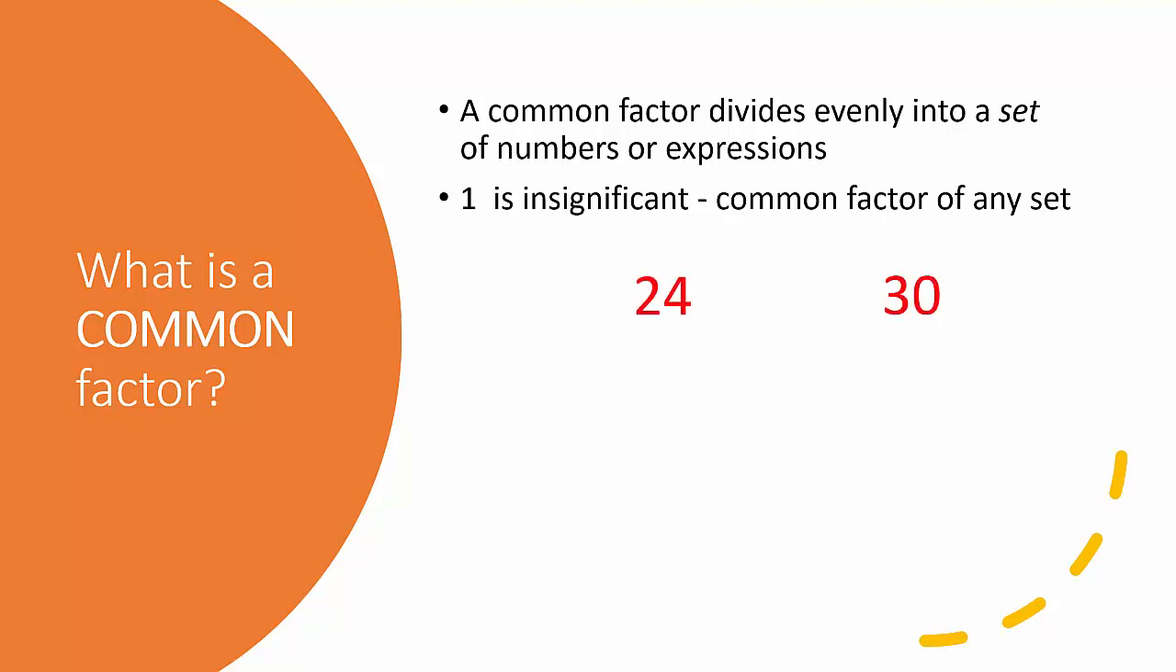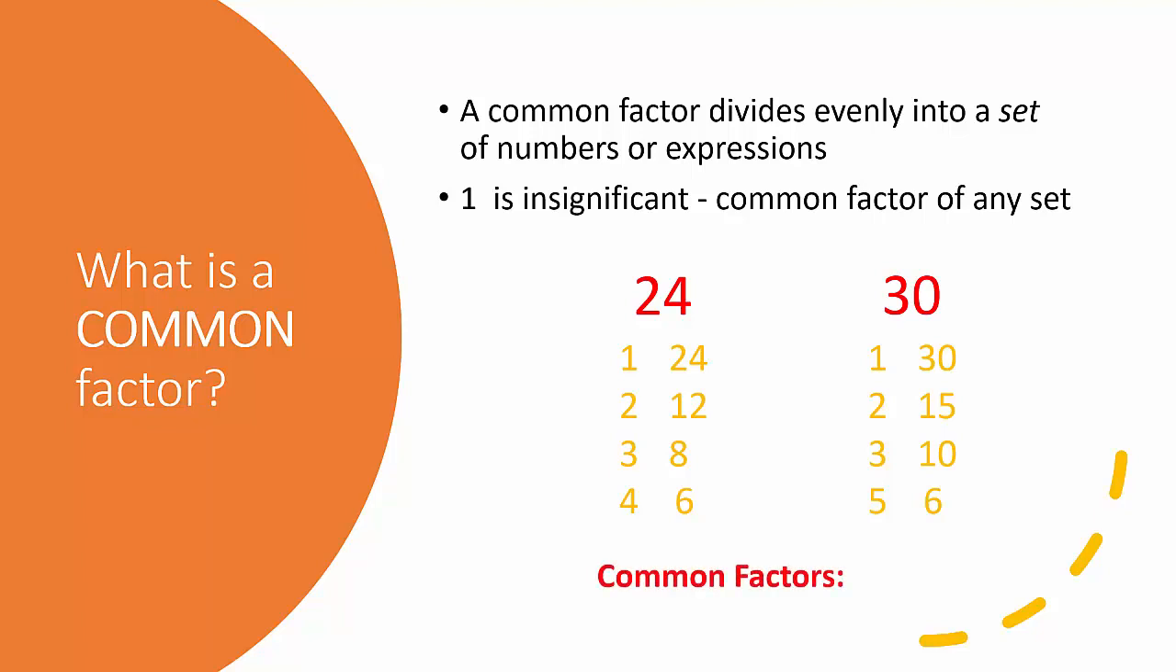So let's take 24 and 30. That's our set of numbers. Now we already came up with the factor pairs of 24 from the previous slide. If we went through that same method for 30, we would come up with this list. So the common factors are the numbers that appear in both lists. Right? Now 1 is in both lists, but remember I said that's insignificant. So the common factors would start at 2.